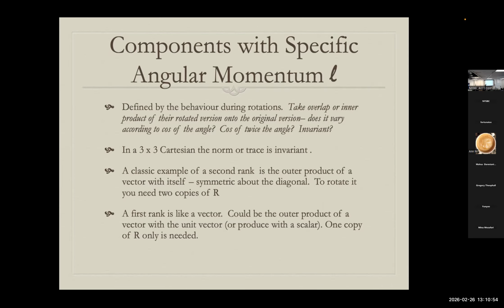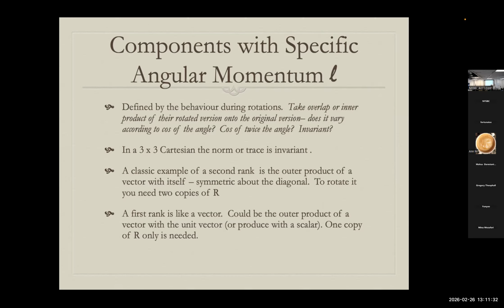So in here I say a classic example of a second rank tensor is the outer product of the vector with itself. We'll just start with that for the dipole. Symmetric about the diagonal. To rotate it, you will need to rotate two copies of R. Do you remember yesterday that we learned that our CSA tensor has to be bilinear, or rotated twice, or operated on by R from before and after? This kind of helps you see that, right? If you can make a 3x3 tensor representing this physics out of combining two R's, it seems like any other answer would be wrong. I have to rotate each of those R's.